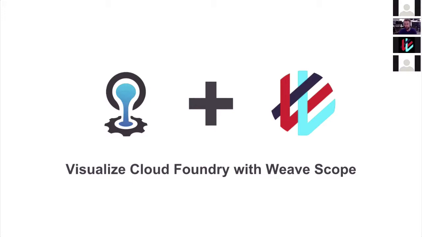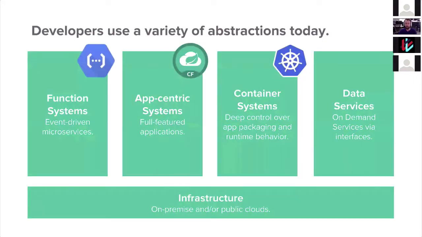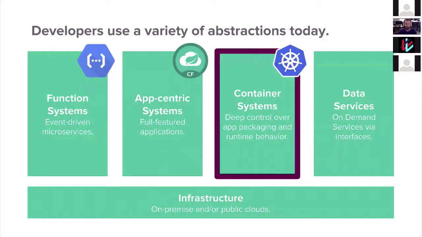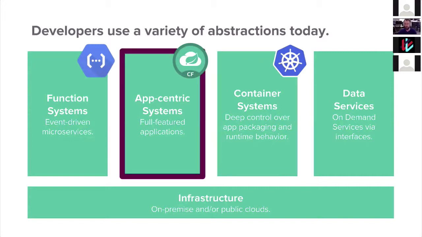There will be a little bit of demo, and I'm going to kick it off with a little bit of an introduction about Cloud Foundry, because I thought that maybe the audience of the Weave user group is a bit more into container systems, like Kubernetes and Docker Swarm, Amazon ECS, that kind of stuff, while Cloud Foundry is a bit more app-centric. Some call it PaaS, Platform as a Service. You might have seen Heroku.